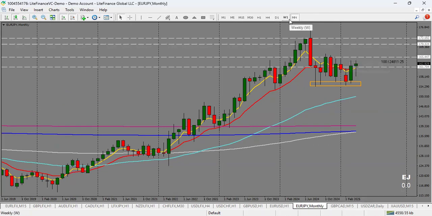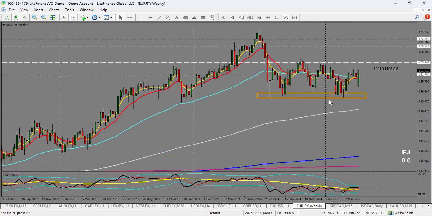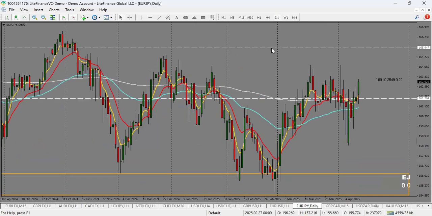So nothing suggests that the market structure has changed. And you can see on the weekly time frame, the support is very strong here. So we have a very good support. We are still going up. So a bullish market structure on EURJPY.